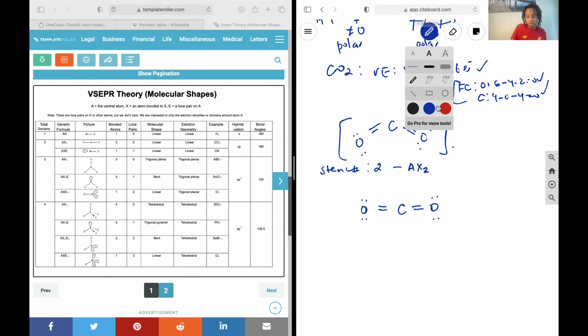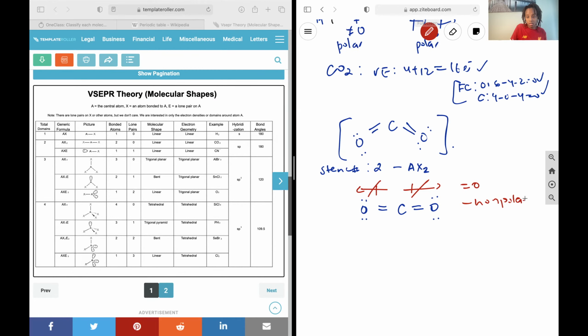Next up, let's go about drawing our dipoles. And so we'll have 2 equal and opposite dipoles pointing towards the oxygens. Obviously, they will cancel. And so we'll have a 0 dipole moment, meaning that this molecule will be non-polar. And that's it for this question.